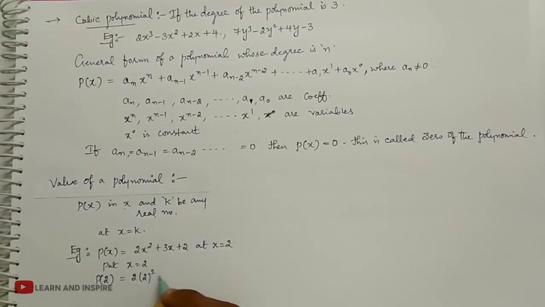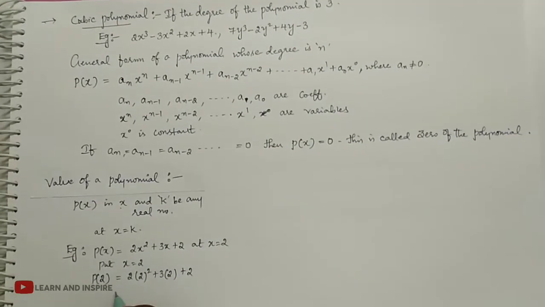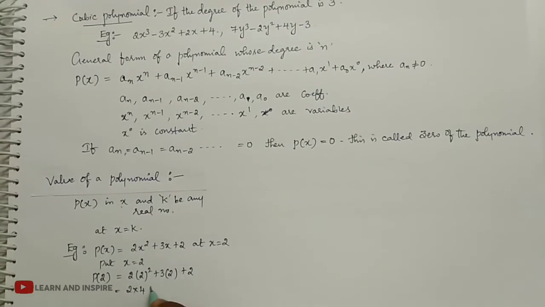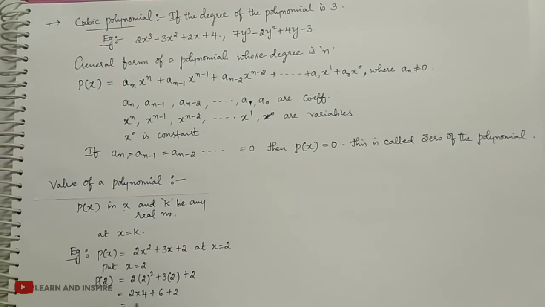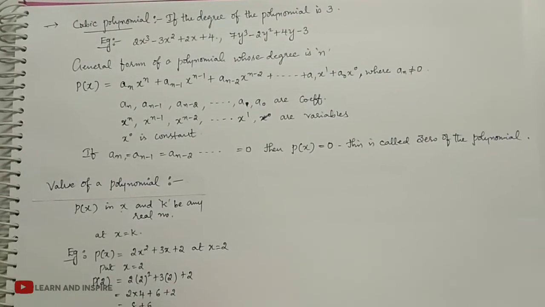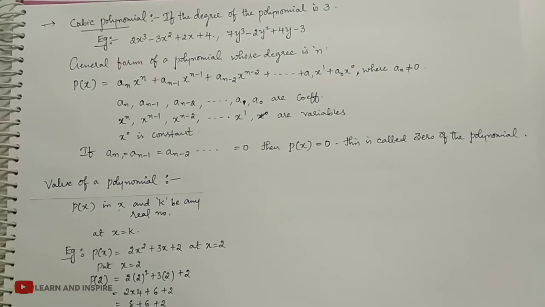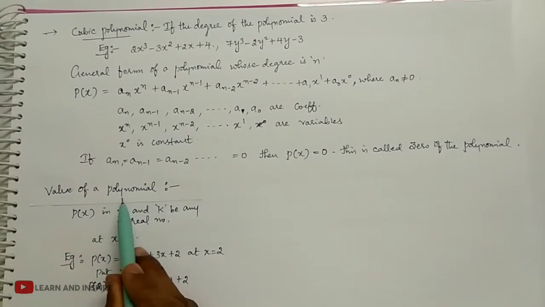So p of 2 is equal to 2 into 2 square plus 3 into 2 plus 2, equal to 2 into 2 square is 4, plus 3 2s are 6, plus 2. 2 4s are 8. 8 plus 6 plus 2. 8 plus 6 is 14. 14 plus 2 is 16. So this 16 is the value of the given polynomial.